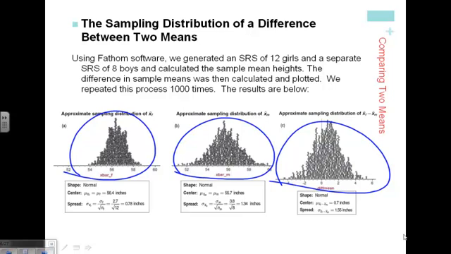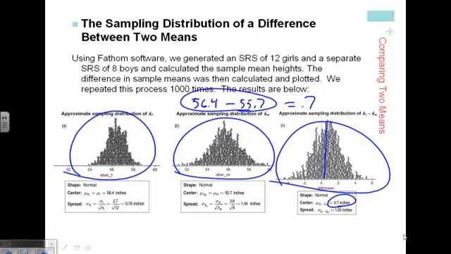This distribution looks to be centered about, well, they say the center of that is 0.7. The center of that difference of sample means is about 0.7. Why? Well, again, if the female's average was 56.4, and the boy's average was 55.7, do we see where that 0.7 is coming from?